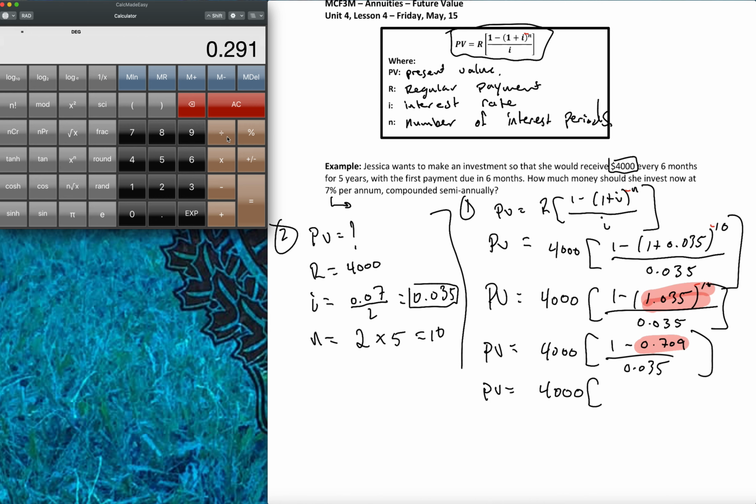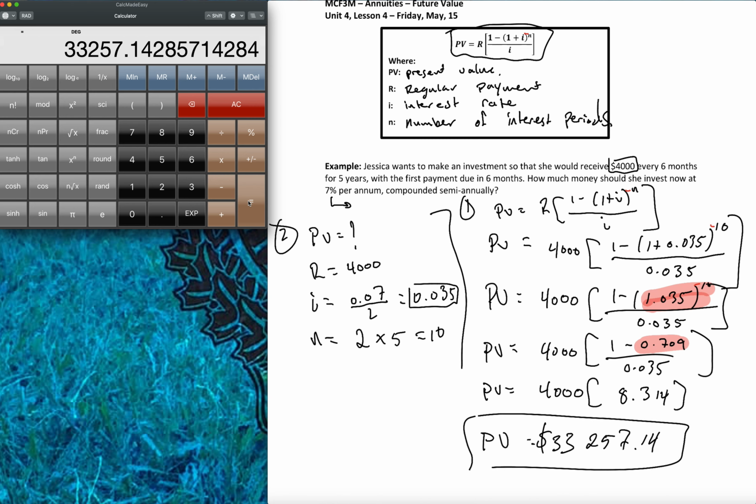And then I have to divide that answer by the 0.035, our interest rate, which is 8.314. We're going to take that number and multiply by 4,000, because that's how much money she wants out. That gives $33,257.14.